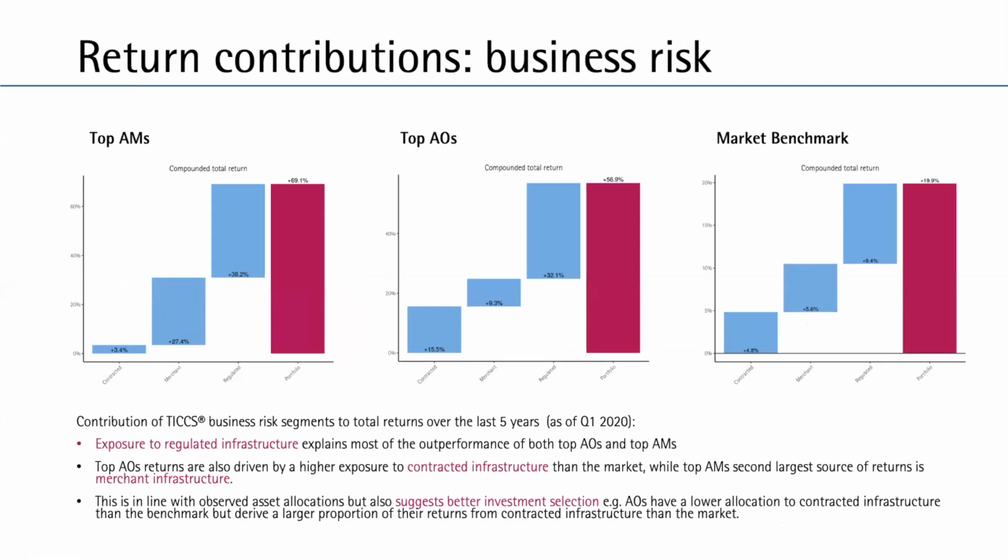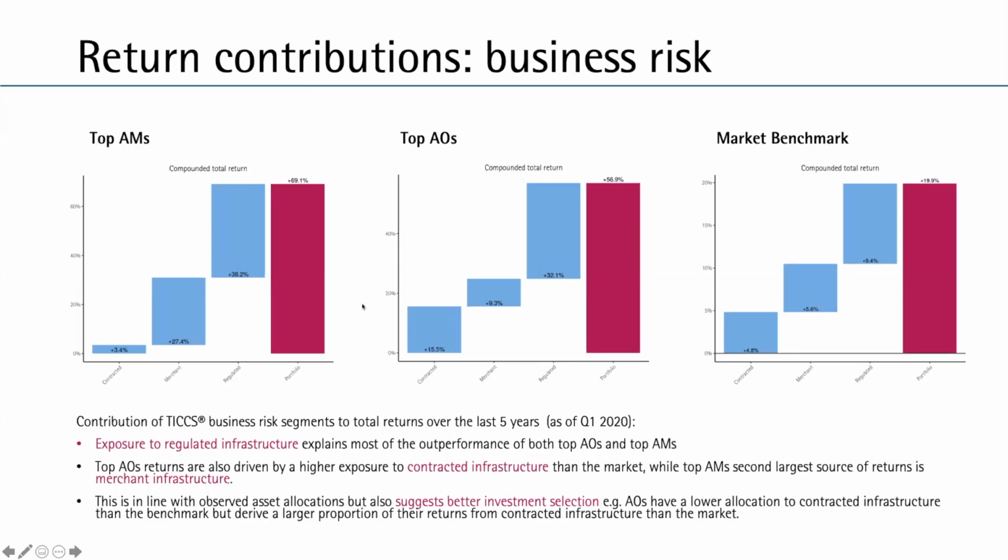Now let's apply this to first TICS pillar one, that's business risk. The three charts here show the compounded return over 5 years for the two portfolios that we saw, top asset managers and top asset owners, and the market benchmark. We noticed that regulated contributes the most performance in the two portfolios. This is also common in the benchmark as well, that there is a 9.4% from regulated assets as compared to 19.9% for the overall benchmark. So that's almost 50%, but the proportion is much higher in the two peer group portfolios.